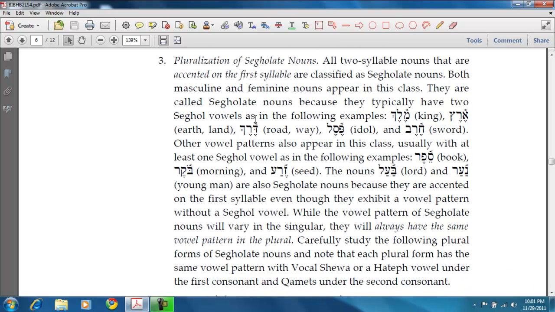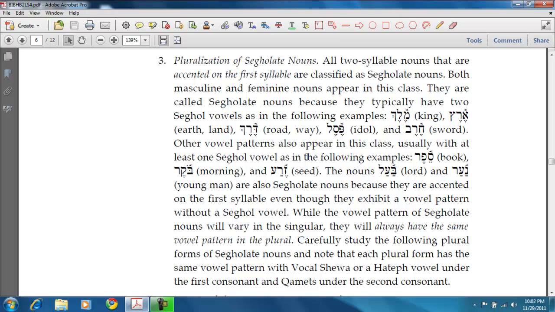All right, let's get into the pluralization of segolate nouns. All two-syllable nouns that are accented on the first syllable are classified as segolate nouns. Now, both masculine and feminine nouns appear in this class. They're called segolate nouns because they typically have two segols, like I mentioned earlier, as in the following examples: melech for king, erets for land or earth, derech for road or way, pesel for idol, and cherev for sword.